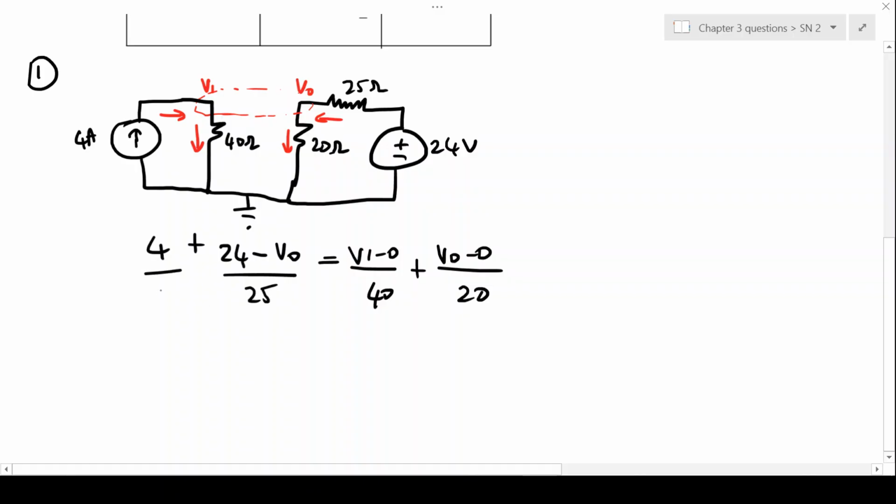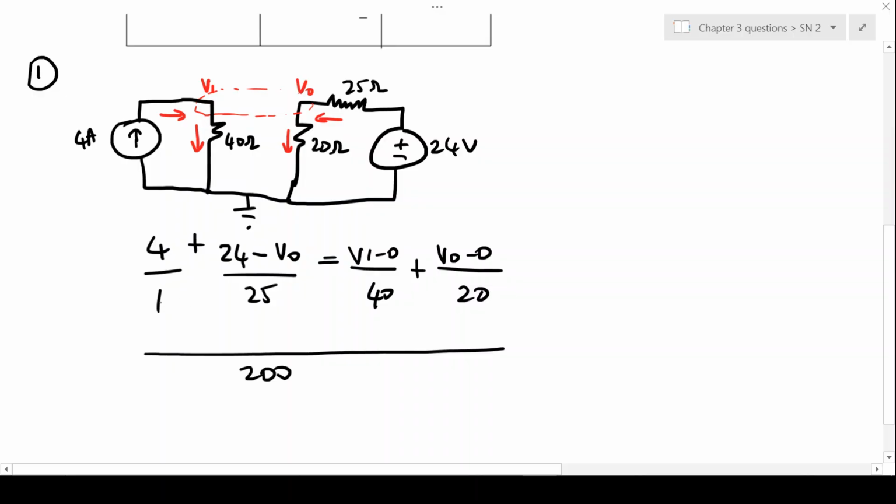Okay, so the next thing that we would need to do is to get a common factor with all of this circuit. The common factor here I would think will be 200. 25 will go 8 times, 40 will go 5 times, 20 will go 10 times, yes.